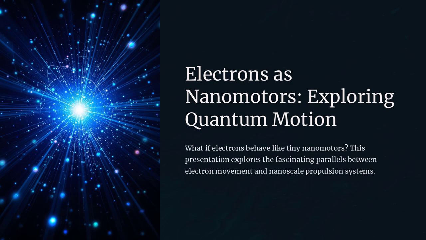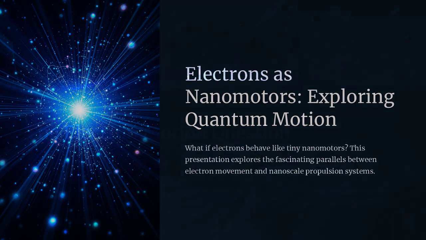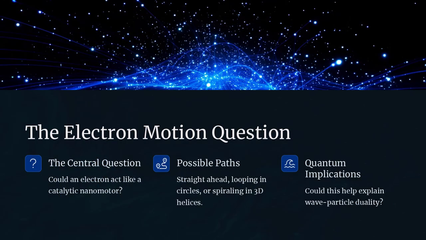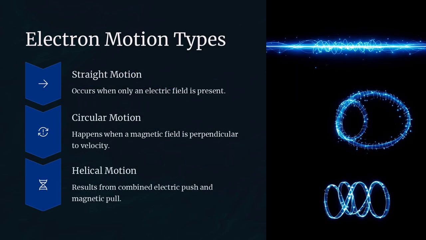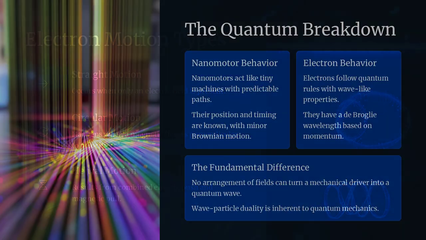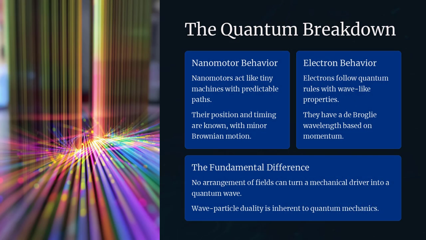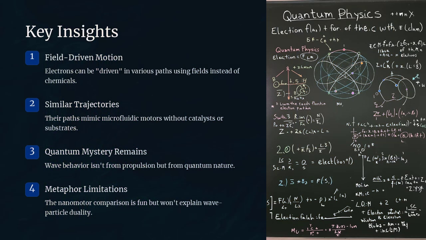Imagine peering into a nano-sized racetrack and asking, could an electron act like one of those catalytic nanomotors, zipping straight ahead, looping in circles, or spiraling in a 3D helix? And if it could, might that help us understand why electrons sometimes behave like particles and other times like waves? How do we power an electron?